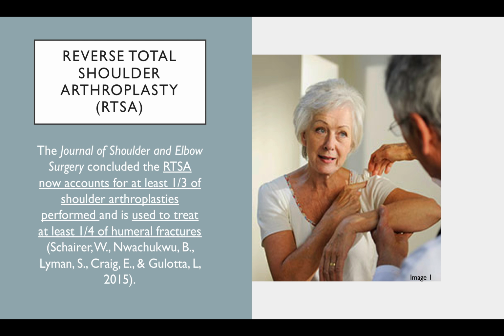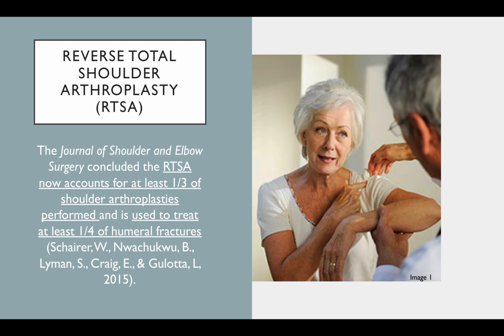As with all arthroplasties, the primary reason a patient undergoes a joint replacement is because severe osteoarthritis has rendered the joint painful due to bone-on-bone rubbing. The reverse total shoulder arthroplasty, also referred to as the RTSA, is becoming a more common alternative to the traditional shoulder replacement approach, and we should expect to see more patients with the reverse approach in the future.